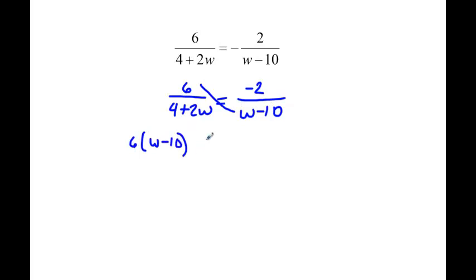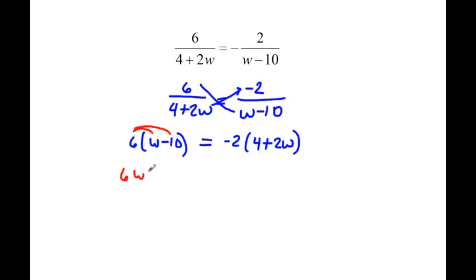Notice those parentheses again. And then it equals 4 times that negative, or no, 4 plus 2w times that negative 2. So I'll put the negative 2 in front and put the parentheses around the part that has more than one term, the 4 plus 2w. Okay, I'm getting bored with the blue. We're going to change colors here. Let's distribute and start to solve this.